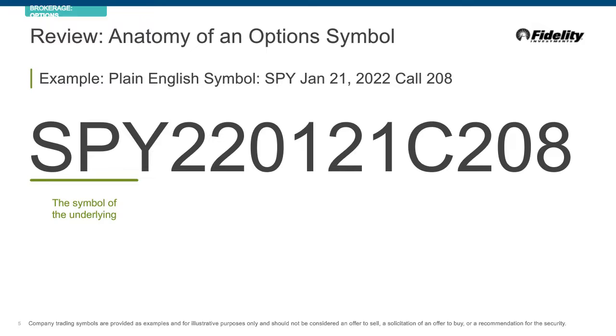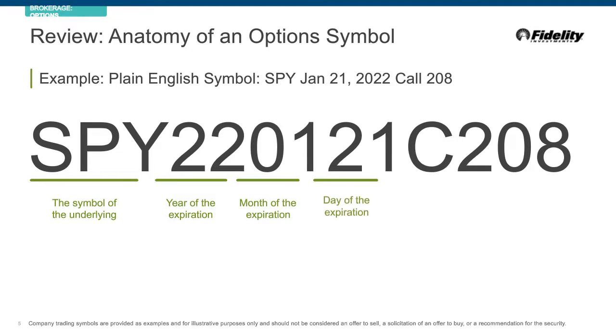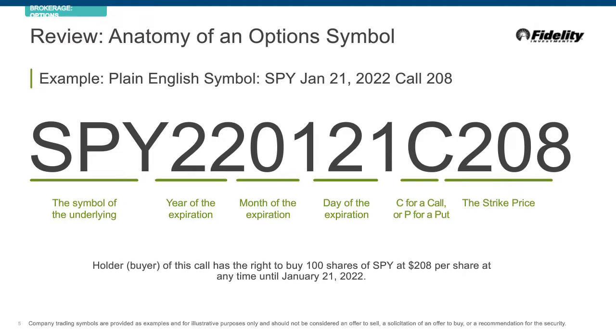This is followed by the date of expiration. The format of the date starts with the year, month, followed by the day of the expiration. Next, we have the letter indicating whether this option is a call or a put. We have C for call and P for put. And lastly, we have the strike price. So in our example here, the holder or the buyer of this call option has the right to buy 100 shares of SPY at $208 per share at any time until January 21st of 2022.